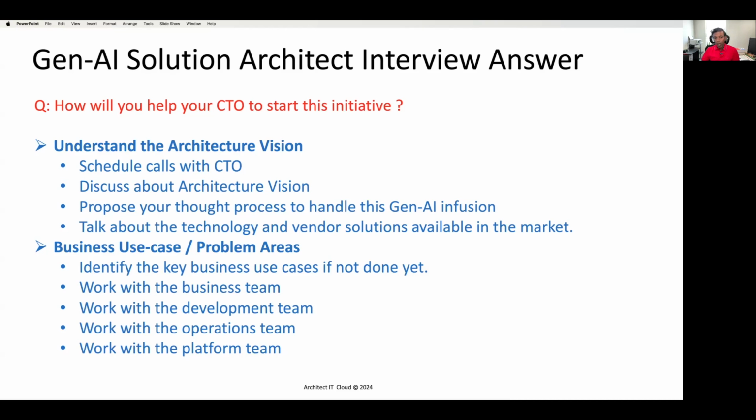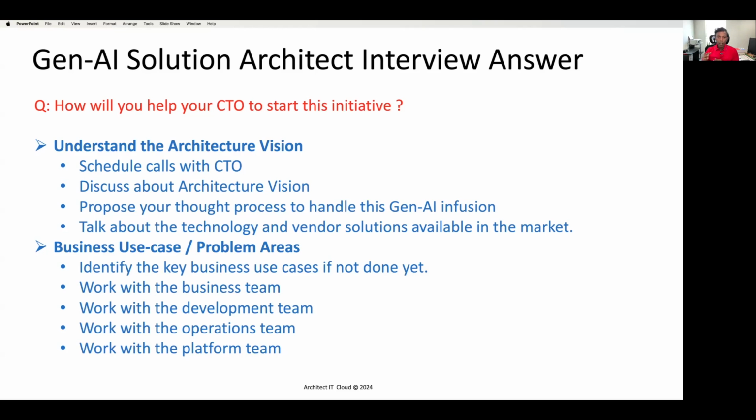And next thing is once after identifying the business use cases, you must have multiple calls with the business team to prioritize the business use case and pick one particular business use case that is really required for implementing and achieving the key benefit out of the generative AI technology.